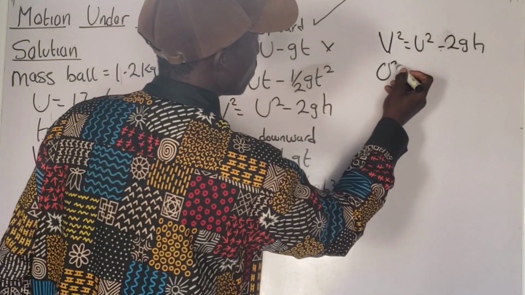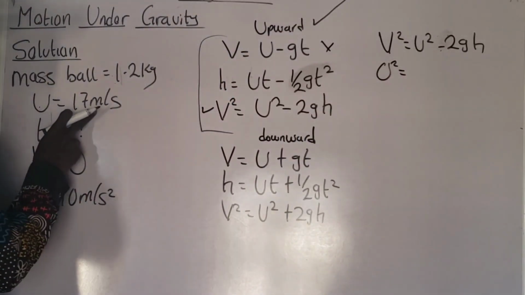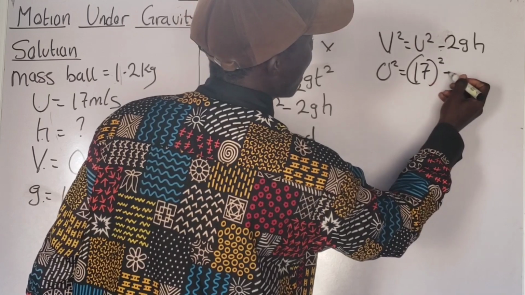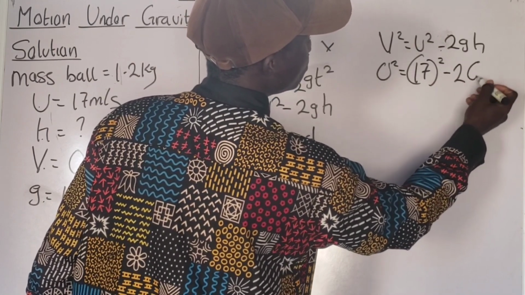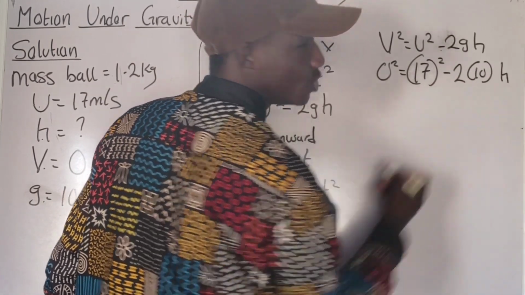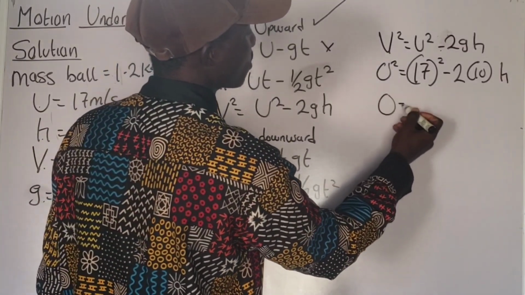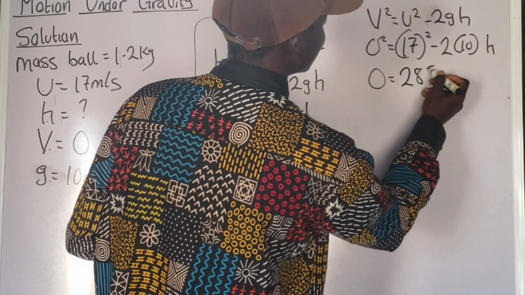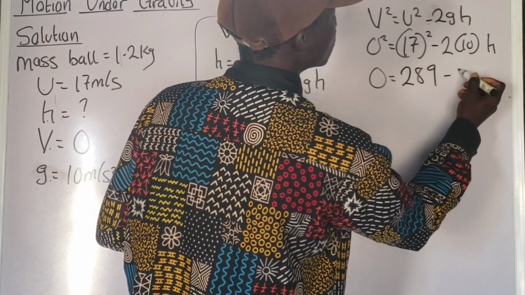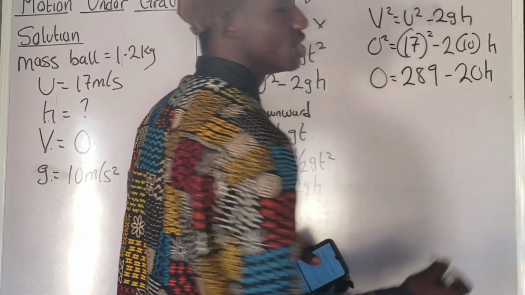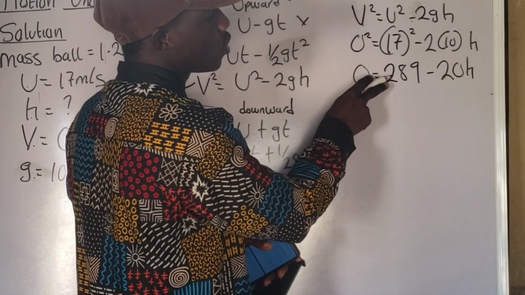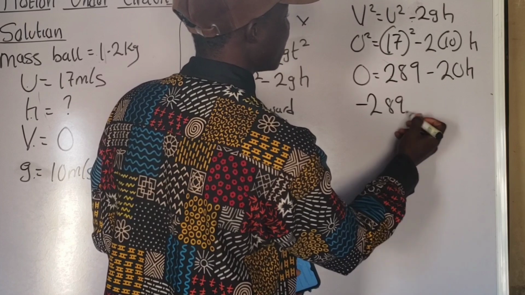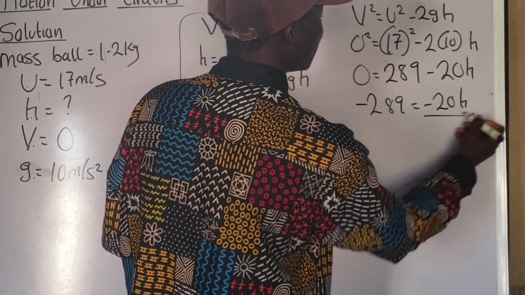So I'm going to have 0 squared equals u squared, and u is 17 meters per second, so 17 squared minus 2 multiplied by g, g is 10, multiplied by h. 0 squared is 0. 17 squared is 289. 289 minus 2 times 10, which is 20, so we have 20h. If you move 289 to the other side of the equation, it becomes negative 289 equals negative 20h. Divide by negative 20.